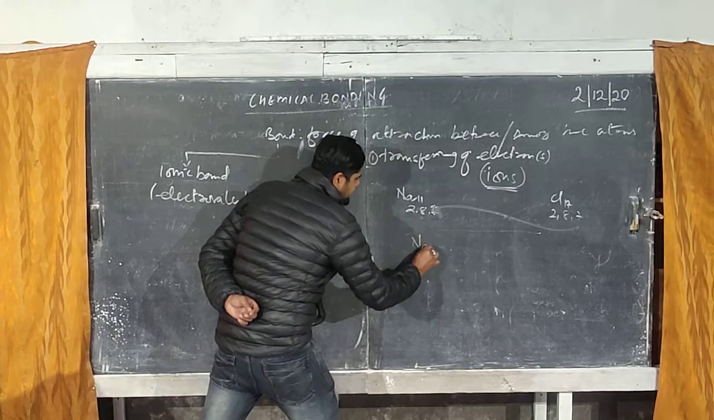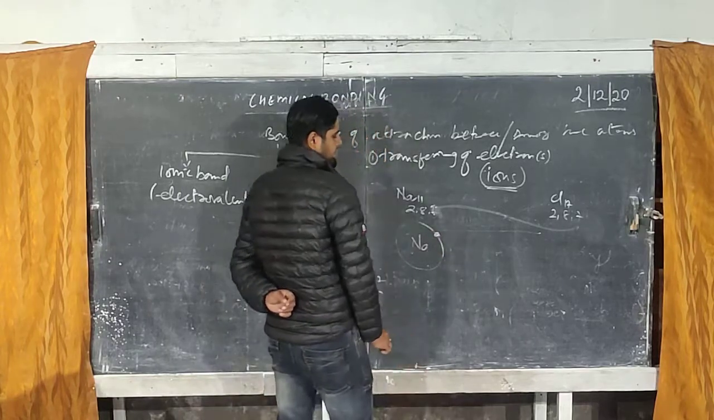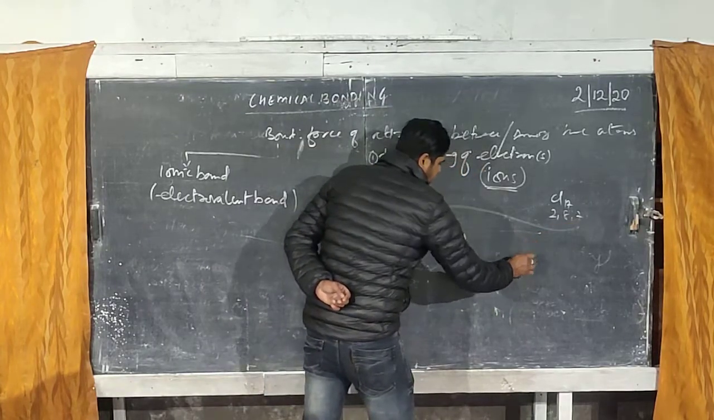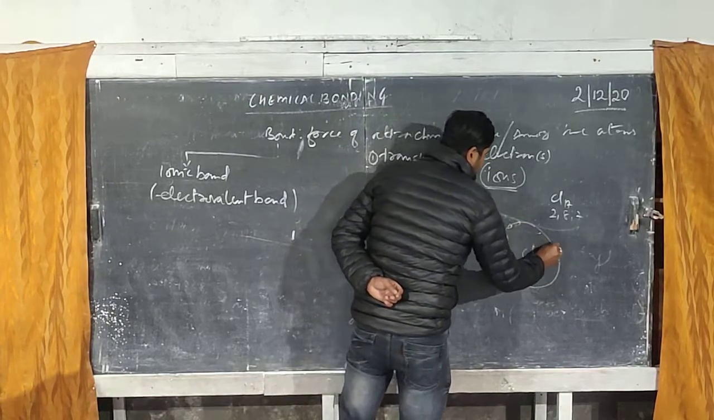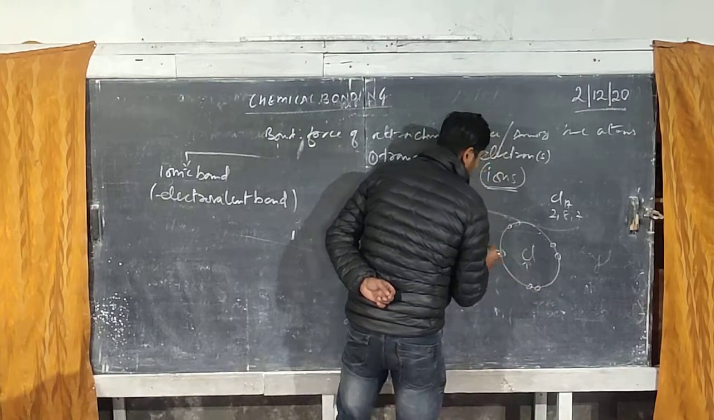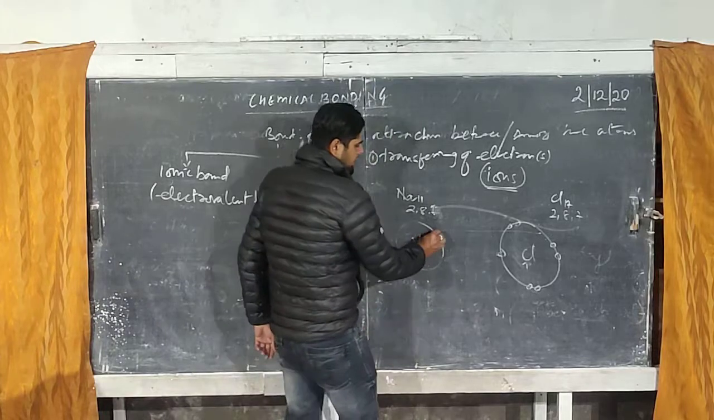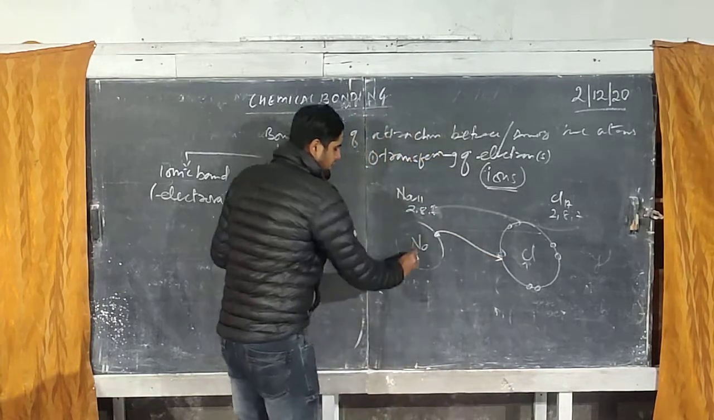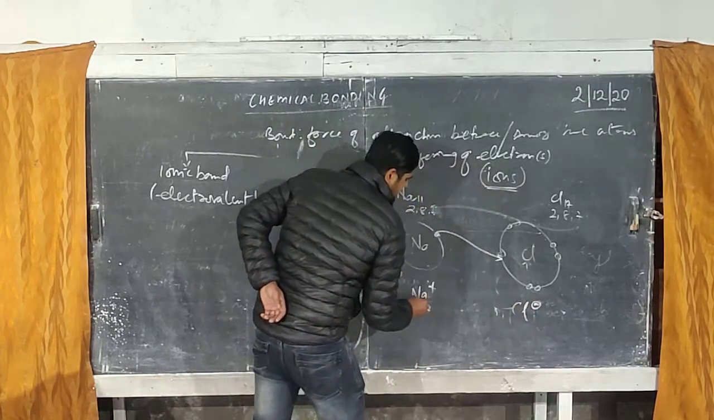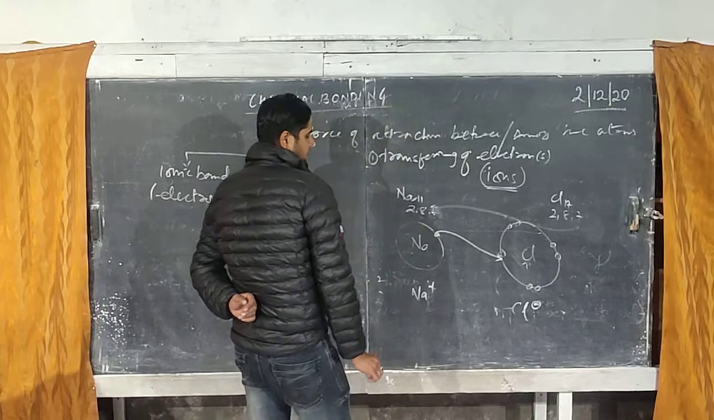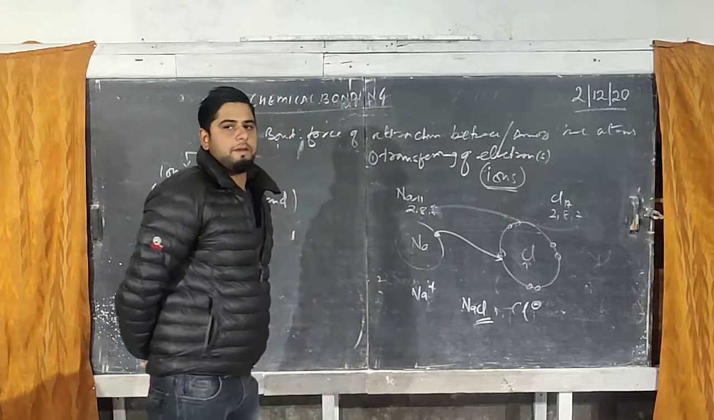Okay, let me draw this. I draw the outermost shell. Here we have one electron. Chlorine, I draw only the outermost shell. Here we have 1, 2, 3, 4, 5, 6, 7. This is one sort of octet. If sodium donates this electron, it will become Na plus, and chlorine will become Cl minus. So there is attraction between plus and minus, and there is a formation of the NaCl compound.